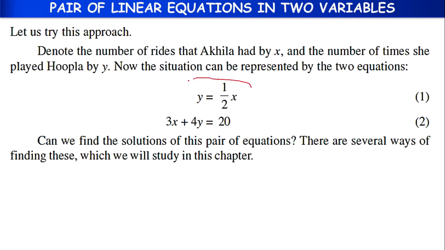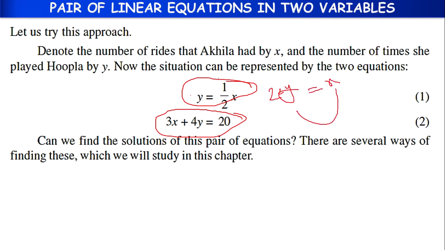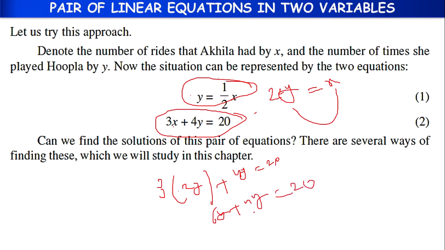So Y equal to half X, and 3X plus 4Y equal to 20. If we solve these two, we will get the answer. We can write the first equation as 2Y equal to X. Means in the place of X, we can substitute 2Y. So here 3, in the place of X, we keep 2Y, plus 4Y equal to 20. 3 into 2Y, 6Y, plus 4Y equal to 20. 6Y plus 4Y, 10Y equal to 20. So Y equal to 20 by 10, which is equal to 2.